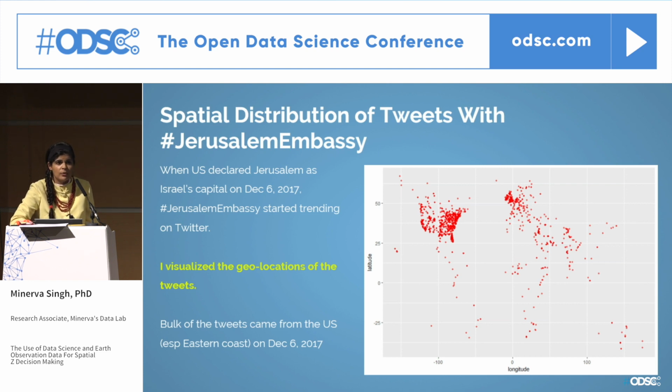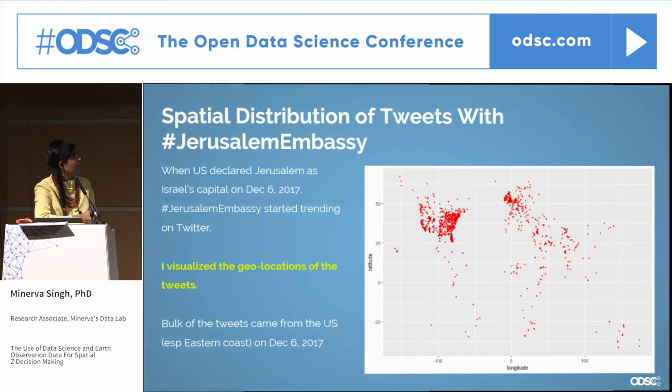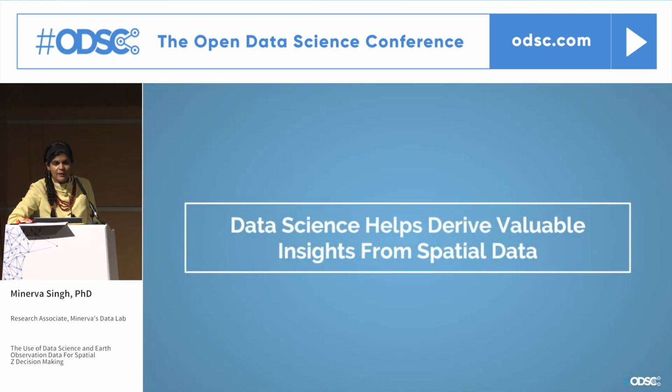And in the normal course of events, my experimentations with tweet mining should end here. I have a map which tells me where the impact of this news was most felt, but that's not the case. In comes data science, and data science helps derive valuable insights from spatial data. So we no longer need to just stop at visualizing the geographic data. We go much, much beyond that.